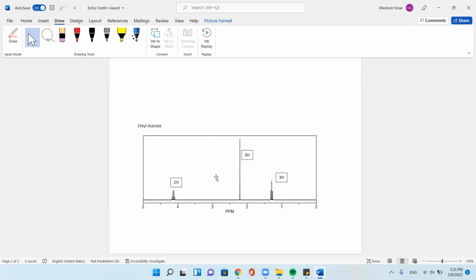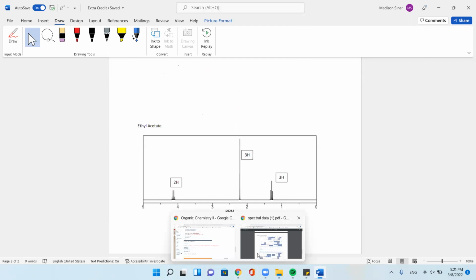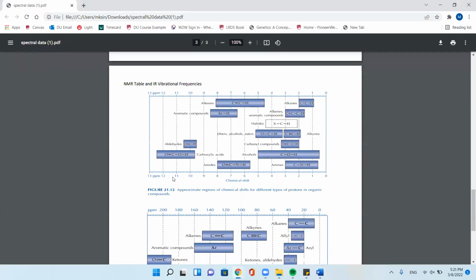The second thing we need to look at is the position of the signals. Depending on their position depends on what type of proton they are. So for example, protons attached to carboxylic acids tend to be up in the 10, 11, 12 PPM range, while amines tend to be down here in like the 1, 2 to 3 PPM range.